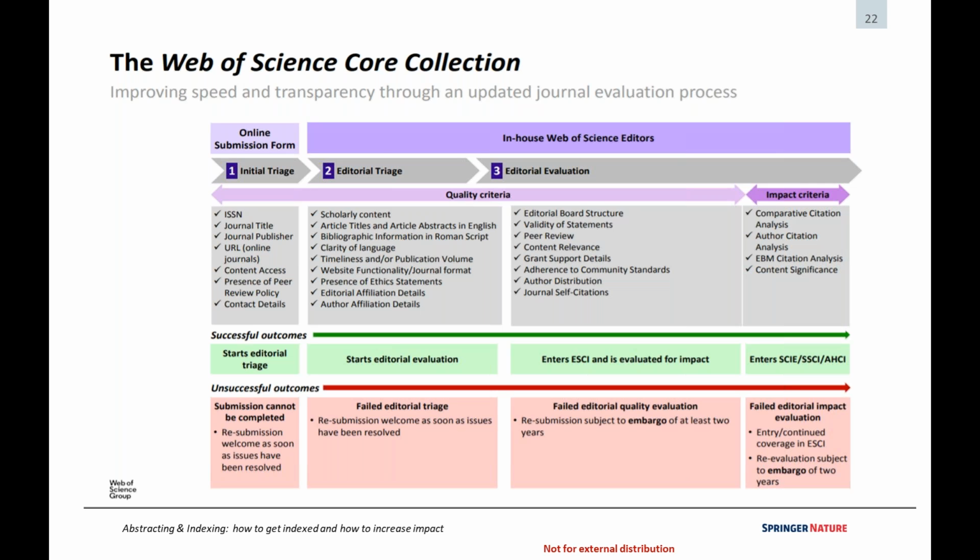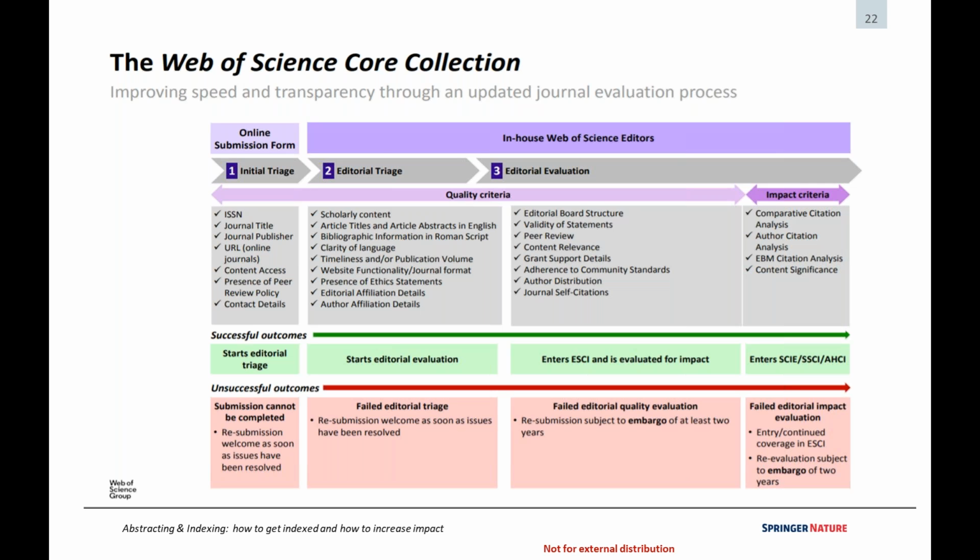Once the content gets selected for Emerging Sources Citation Index, then in order to get an impact factor, that journal must have a certain threshold of citation activity. And the last column, impact criteria, the 4 requirements are being considered for a journal if it wants to get promoted from Emerging Sources Citation Index to the impact factor databases.